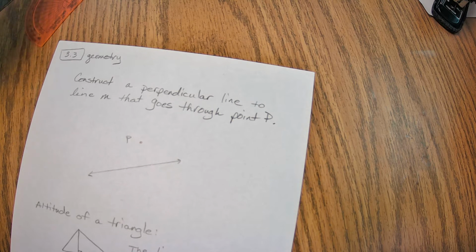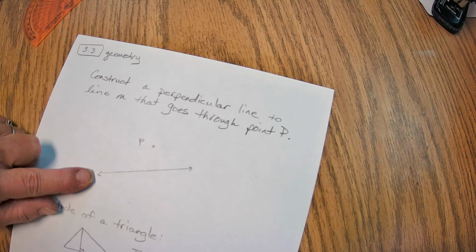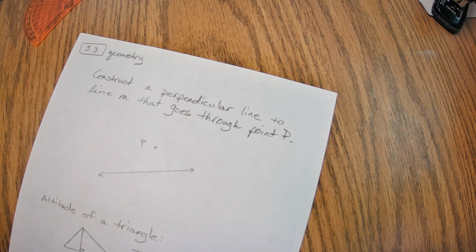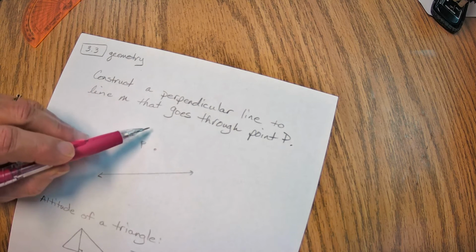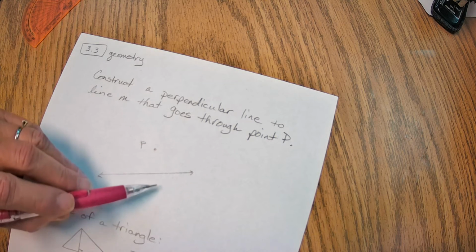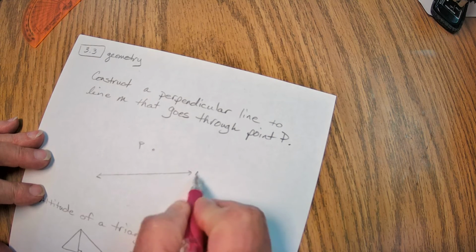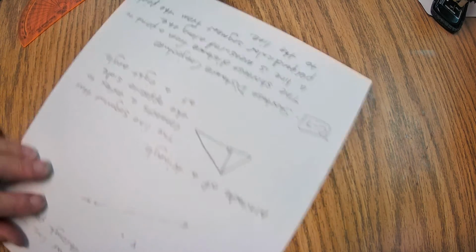All right, we're on the third section in geometry, chapter 3, and now we're going to show you how to construct a perpendicular line to a line through a given point. So we're not doing the perpendicular bisector. I just want to know how to construct a line through P that's going to be perpendicular to line M. All right, I have to turn the paper around so the point is at the bottom.